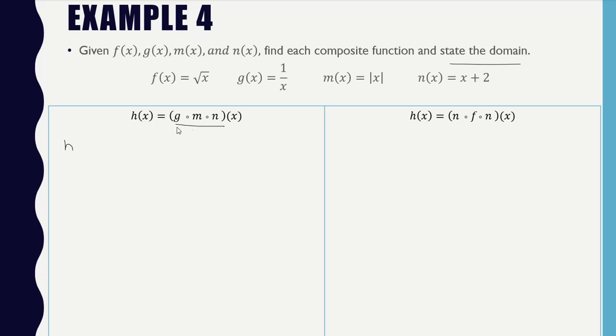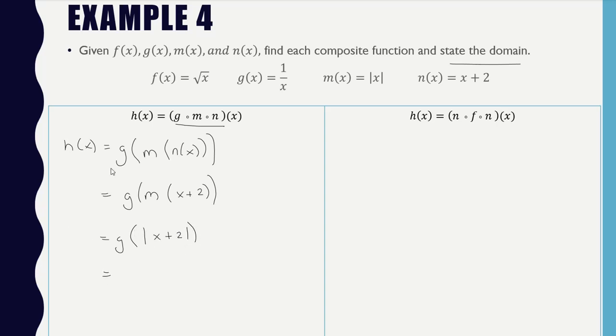So to make this a little bit easier for myself, I'm going to rewrite this as g of m of n of x. I'm just going to work from the inside bracket and work my way out. So n of x is x plus 2. So that'll be the first substitution I do. So this becomes m of x plus 2. Now we need to take this x plus 2 and substitute it into the m function. So this is just an absolute value. So it's going to replace that x, and it's going to become the absolute value of x plus 2.